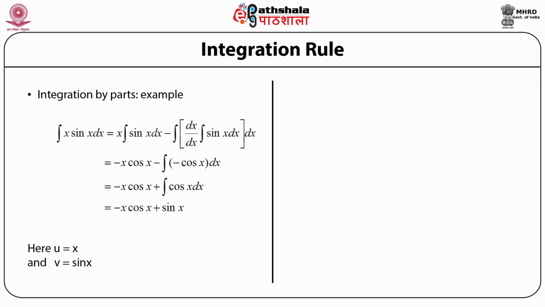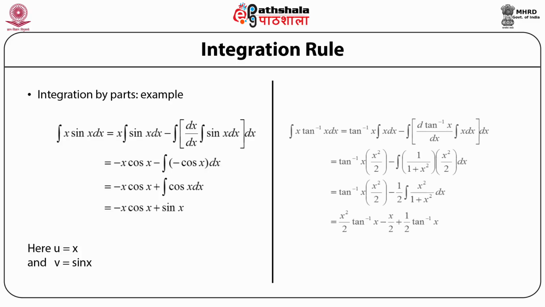Then another example of integral x tan inverse of x dx. That is going to be tan inverse x times integral x dx, and here u is equal to tan inverse of x and v we are considering as x. So when you substitute all these things, you should finally get x squared by 2 tan inverse x minus x by 2 plus 1 by 2 into tan inverse x.